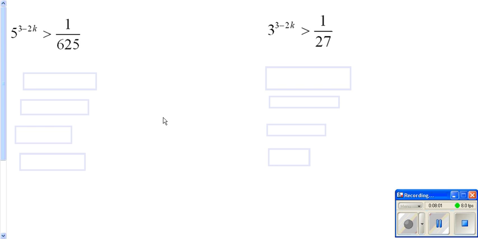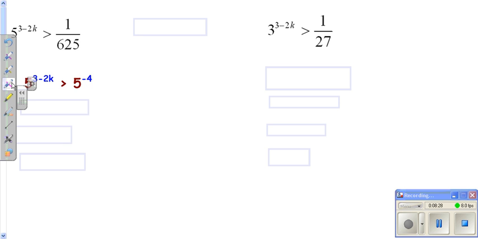This would be an exponential inequality. We're going to still approach this the same way. We're going to try to get the same base on each side. On the left side, we have 5 to the power. On the right side, can we somehow rewrite 625 as 5 to the power? If you don't know that off the top of your head, you try a couple of things in your calculator and you'll realize it's really 5 to the 4th. However, it's 1 over 5 to the 4th power. And we don't want it as 1 over, we just want it as 5 to the power.